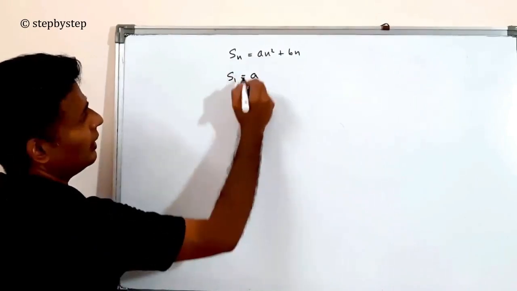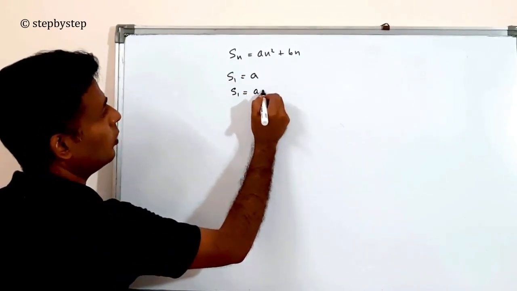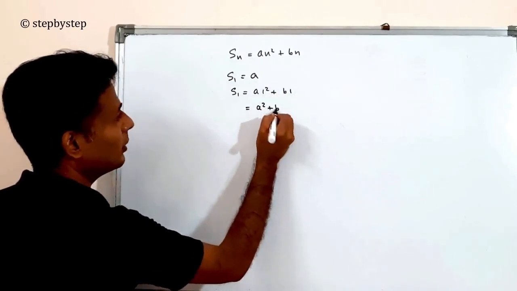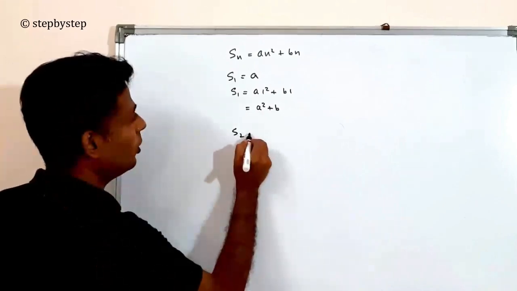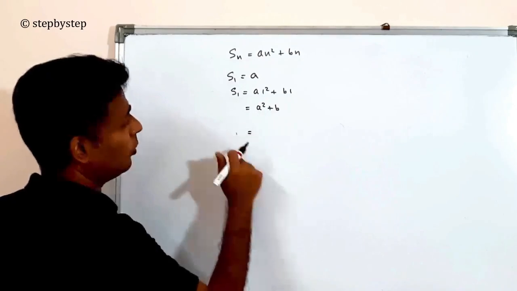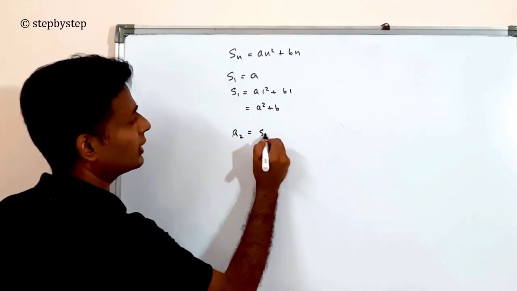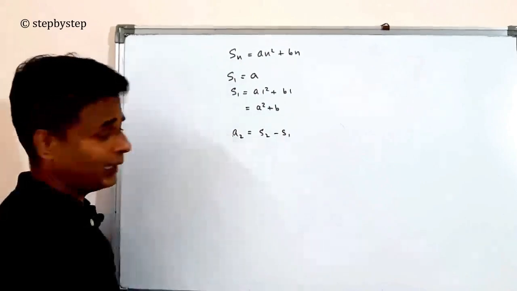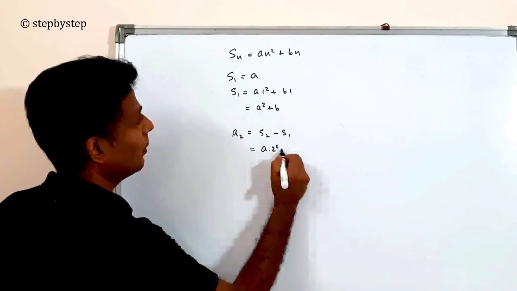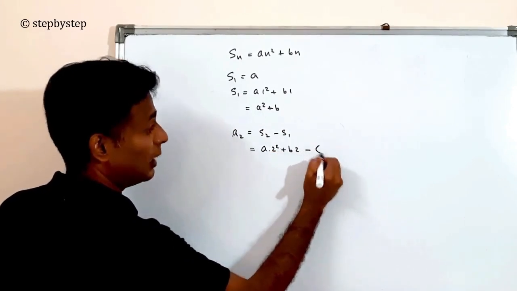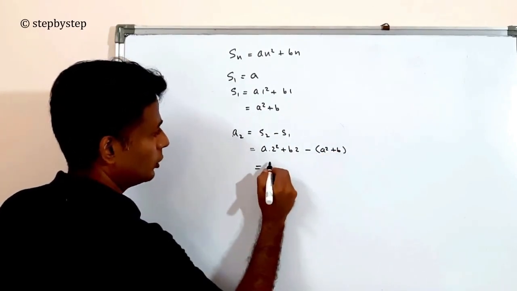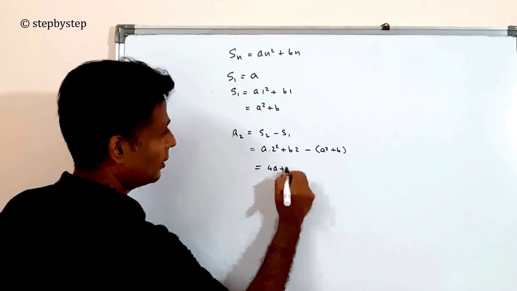So what is S of 1 in this? It will become a into 1 square plus b into 1. So you get a square plus b. Now, we can directly find a of 2 by using this formula, a of 2 equal to S of 2 minus S of 1. So S of 2 will be equal to a into 2 square plus b into 2 minus, I'll put brackets because the minus sign is there, S of 1 is a square plus b. So I get 4a plus 2b.